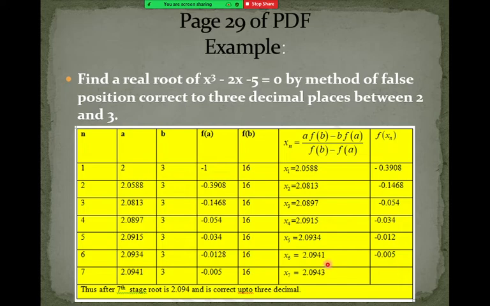There will be a small error, I will tell you, even though we are saying it is correct up to 3 decimal places like 2.094. Maybe the correct answer may be 2.095 or 2.093 also. That is a very small error, because at the end we are calculating the approximate root. It is not the exact root, but it is closer to the real root. So whenever decimals start repeating, you can say it is correct up to those decimal places. Got it? Any doubt?